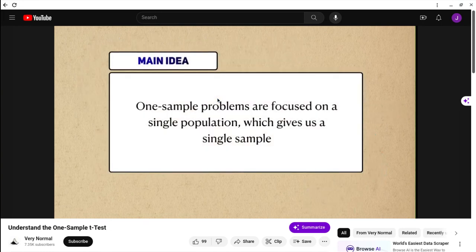Therefore, one sample problems are problems where we're interested in a single population, and by extension, one sample.